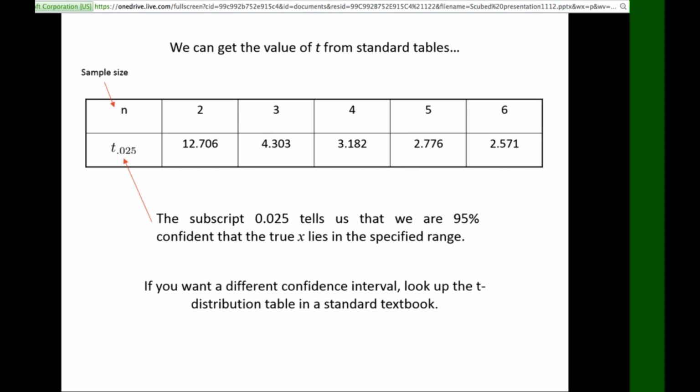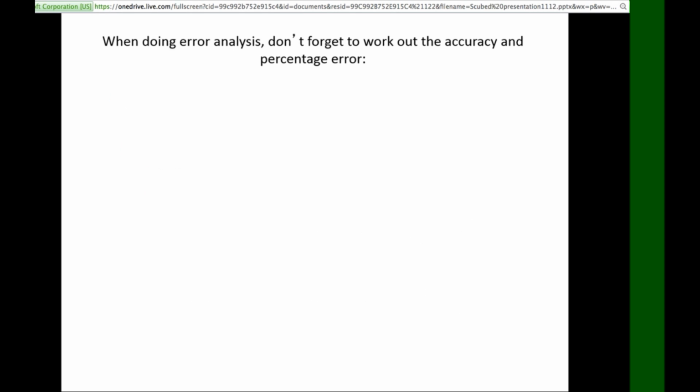If you want a different confidence interval, you can use a standard textbook to look up the t-distribution table. That distribution is known as the t-distribution or the student's t-distribution.